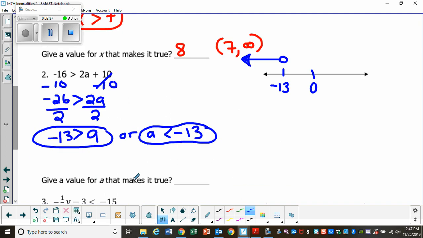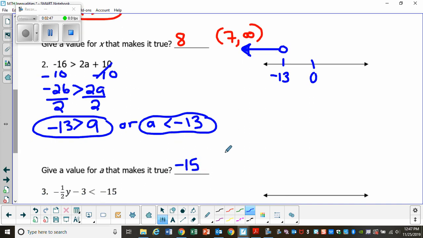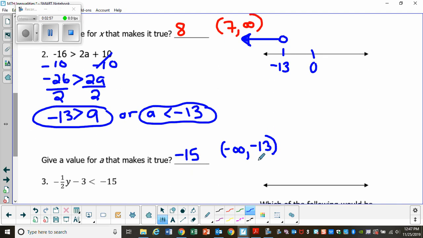And then it says give a value for a that makes it true. So a value that's less than negative 13 would be negative 15. And if you think about interval notation, you want to pick anything from negative infinity to negative 13, and with parentheses because of the open circle. Okay, so anything in that range. Remember, with the interval notation, you always write least to greatest.